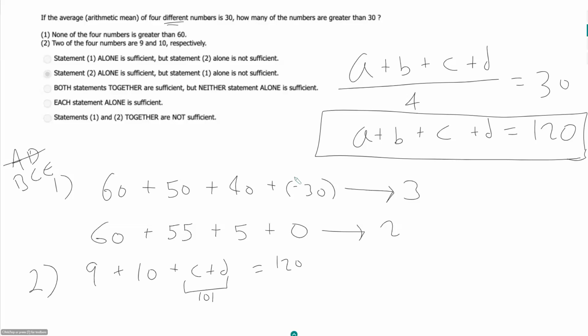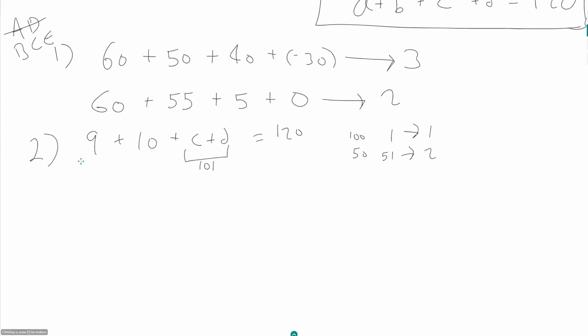So I can say C is, I don't have this restriction anymore from statement 1, remember? So I can make C equal to 100, D equal to 1, and then this overall gives me 1 number greater than 30. Then I can make C equal to 50 and then D equal to 51. And that would give me 2 numbers greater than 30. So this is also insufficient.